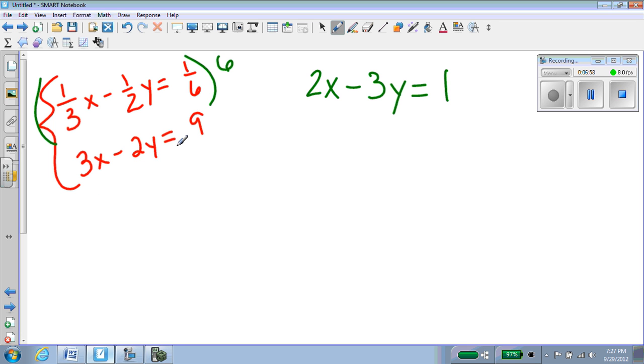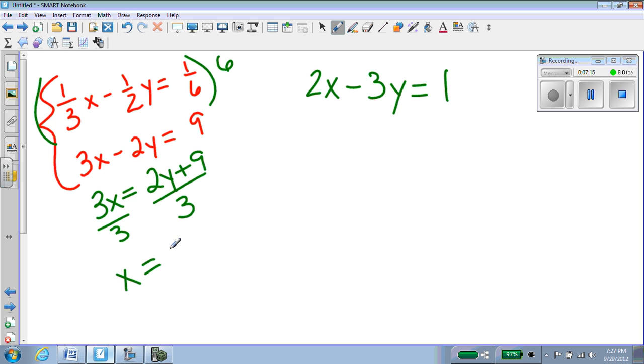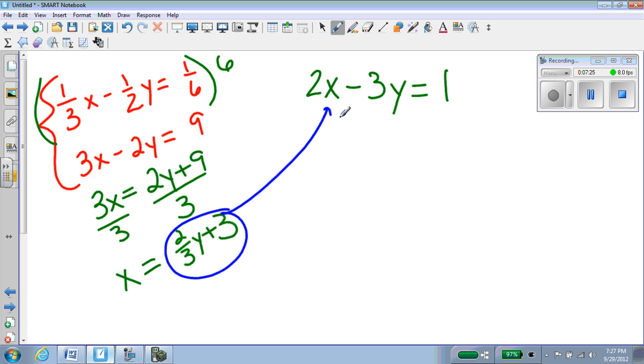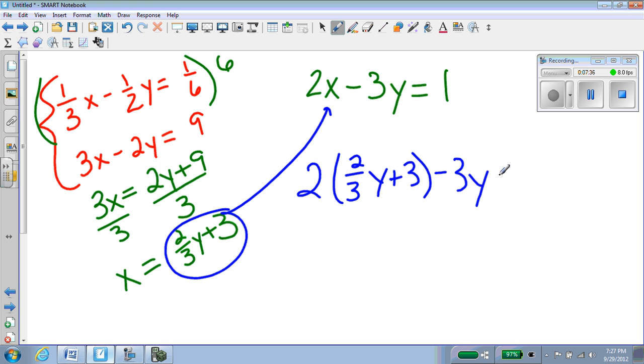So let's solve this one for x, because I don't think we've done anywhere we substituted in for x. So 3x, I'm going to add 2y, so 2y plus 9. Divide both sides by 3. So x equals 2/3 y plus 3. Okay, so that gets substituted for x. So 2 times 2/3 y plus 3 minus 3y equals 1.